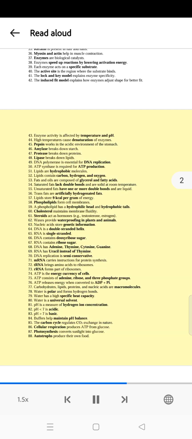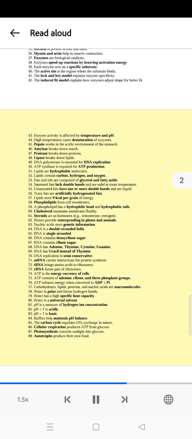Nucleic acids store genetic information. DNA is a double-stranded helix. RNA is single-stranded. DNA contains deoxyribose sugar. RNA contains ribose sugar. DNA has adenine, thymine, cytosine, guanine. RNA has uracil instead of thymine.